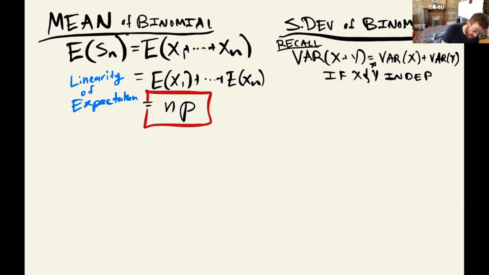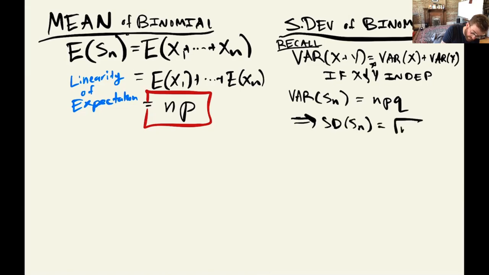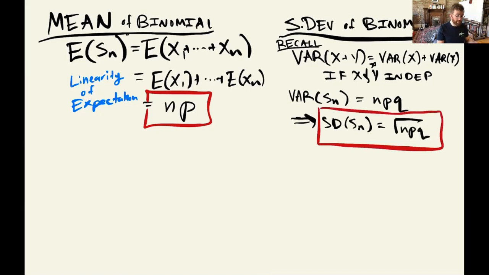Now, leveraging that, we can then conclude that the variance of the binomial Sn is the same thing as n times p times q, which implies that the standard deviation of a binomial is the square root of npq. So those are already two really important building blocks.